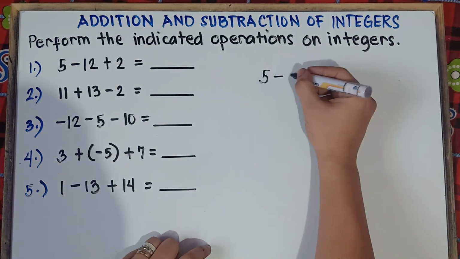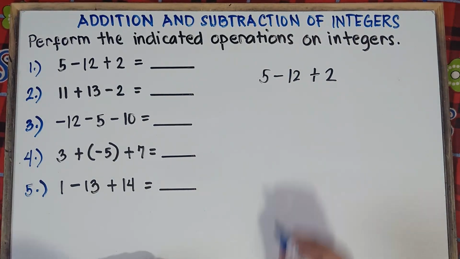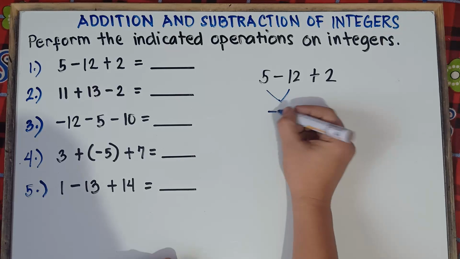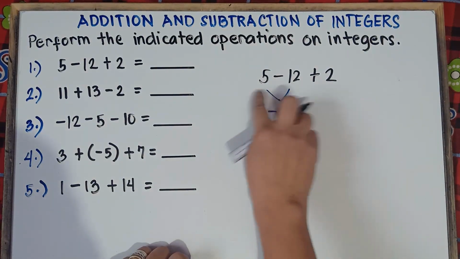We have 5 minus 12 plus 2. So first thing to do, class, you simplify this one first. 5 minus 12. Of course, 5 minus 12, the answer is negative 7. Now, sir, how did you get negative 7? So let's simplify this one first.